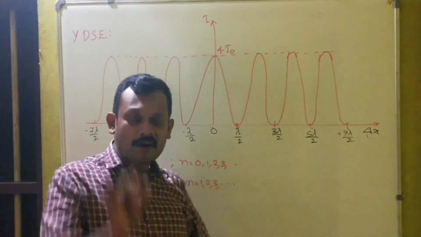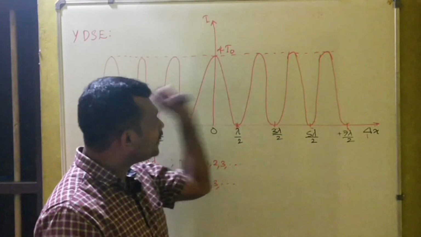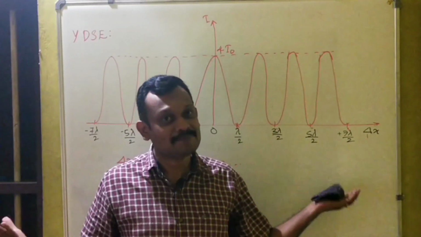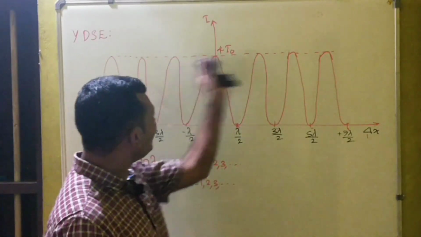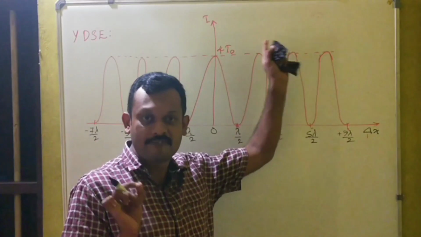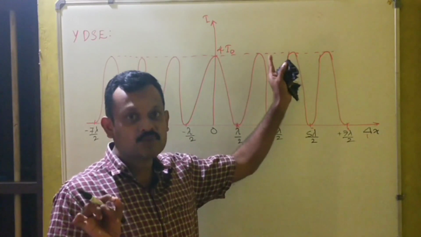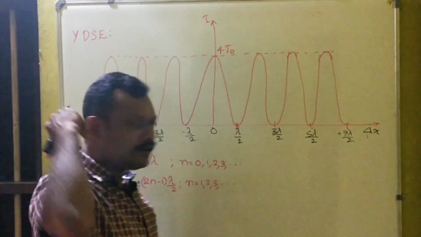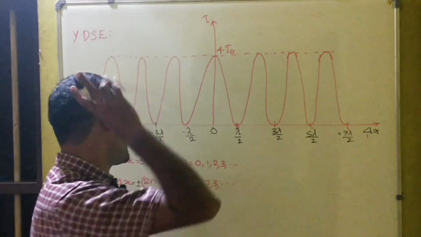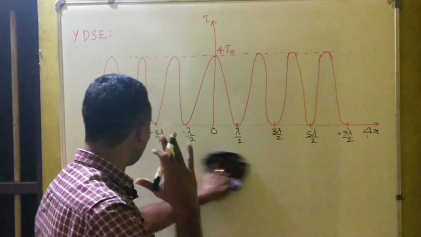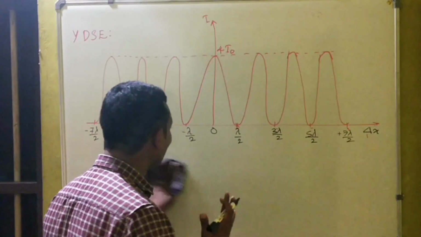So this is the variation of the intensity in Young's double slit experiment with respect to the path difference. It is an important graph. It clearly explains the variation of intensity with the path difference in Young's double slit experiment. Now we will look into the next condition.